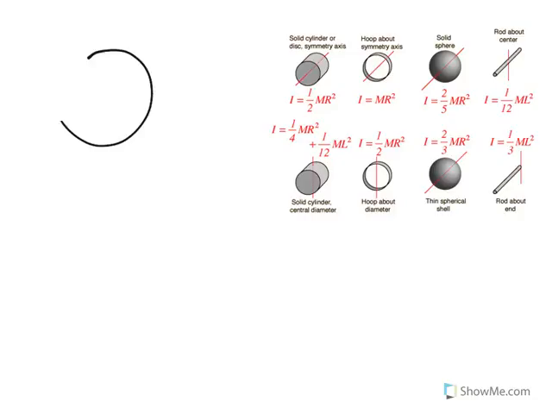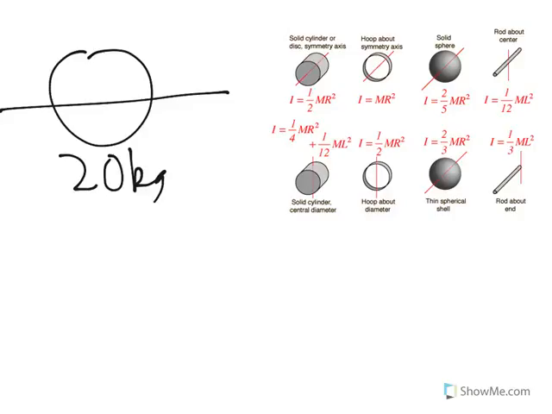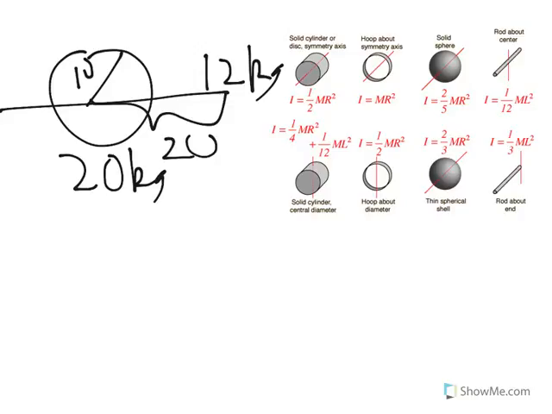And for this one, we have a solid sphere with an axle running through it. The solid sphere has a mass of 20 kilograms. The axle has a mass of 10 kilograms. So 12 kilograms. And then the radius is 10 centimeters, and the axle is 20 centimeters in one direction. So let's go through and try to calculate this. We'll do it step by step, very carefully.